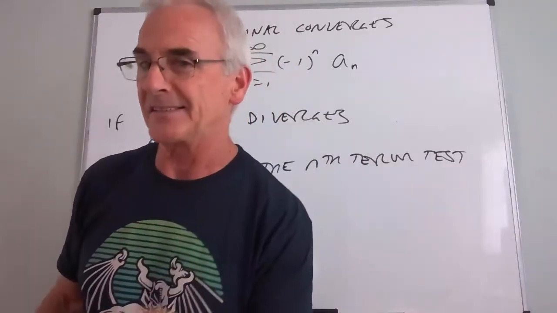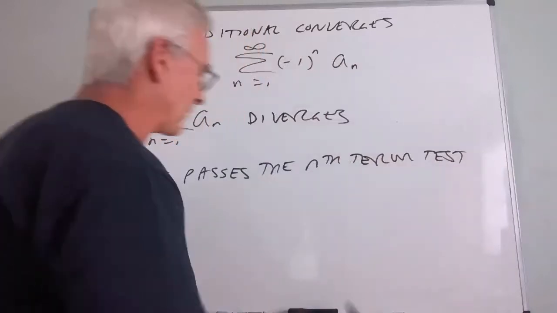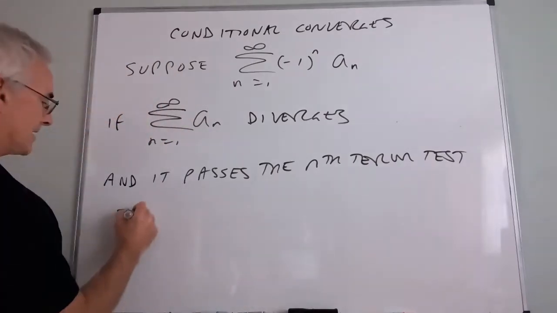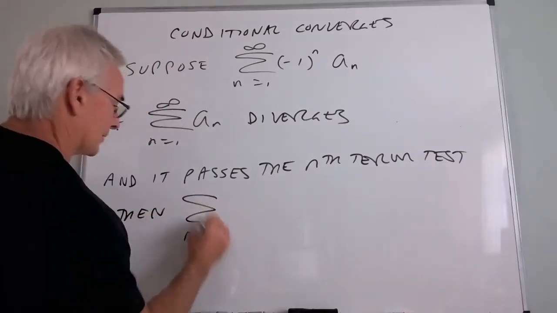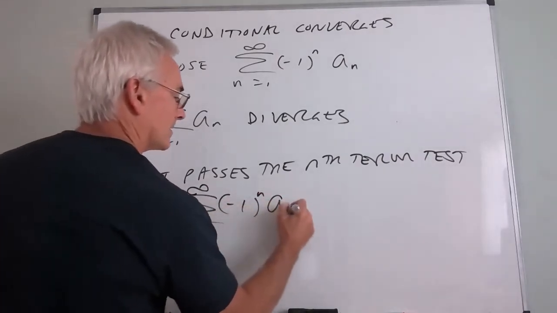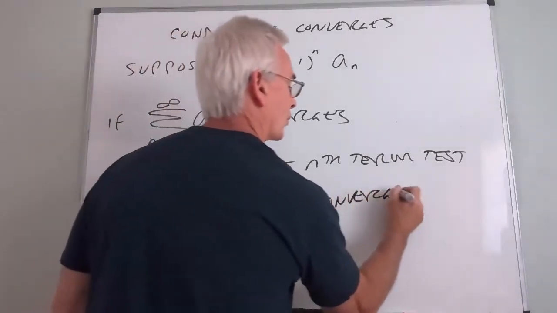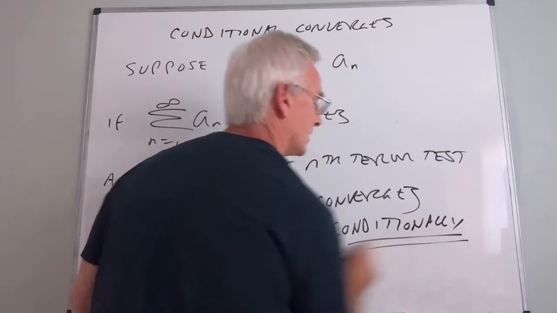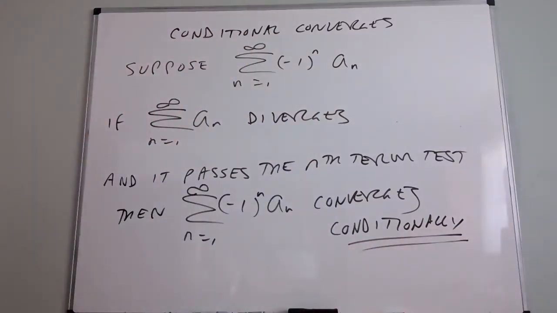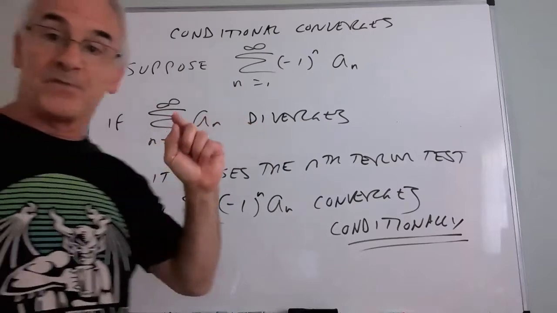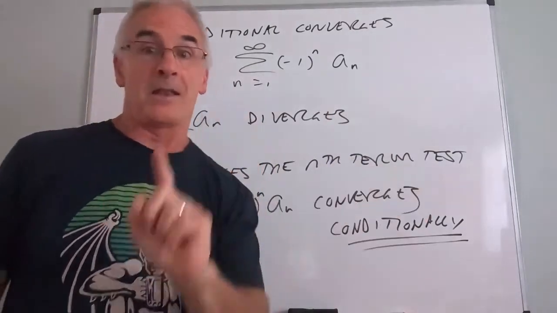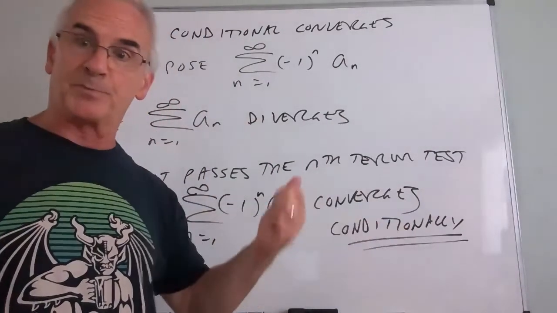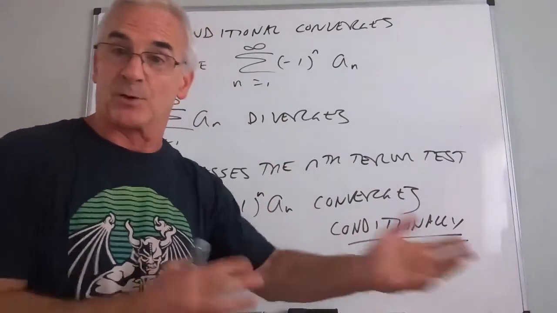But I have an alternating series. So if my alternating series, if this guy diverges but passes the nth term test, then the alternating series converges, and the word we use is conditionally. We get what's called conditional convergence because the original series didn't converge. But if I throw in the condition that it alternates, now it will converge. So I can have a series diverge, but then have the alternating version of it converge. And that's kind of what today is all about.